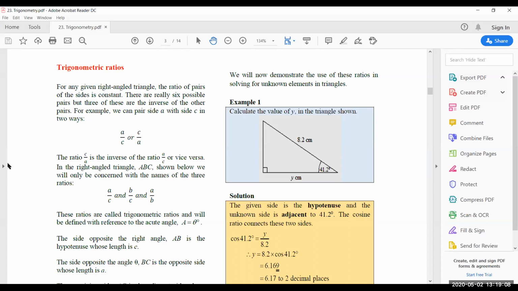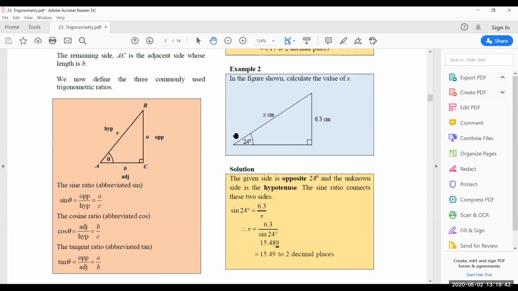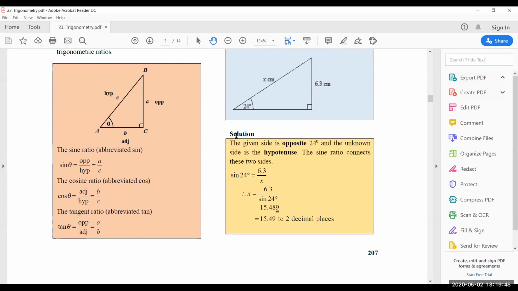Okay. The ratio C over A is the inverse of the ratio A over C, or vice versa. So in the right angle triangle ABC shown below, we will only be concerned with the names of the 3 ratios: A over C, B over C, and A over B. These ratios are called trigonometric ratios and will be defined with reference to the acute angle A equal to theta degrees. Now, this here in the orange is the most important thing.